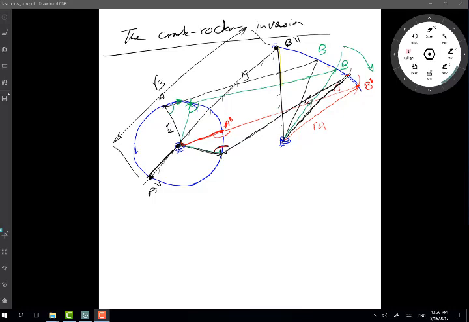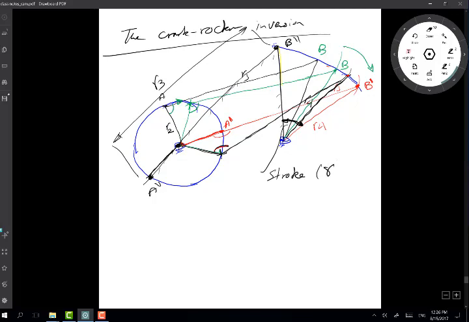I can find some particulars of this linkage. So I can say here, this angle here, the angle through which link 4 swings is the stroke of link 4. So this is the stroke of link 4. It's really angular stroke, if you like, is the stroke of link 4. We can give this a name, for example, let's call it gamma or something like that. Okay, right, so this is the stroke of link 4.